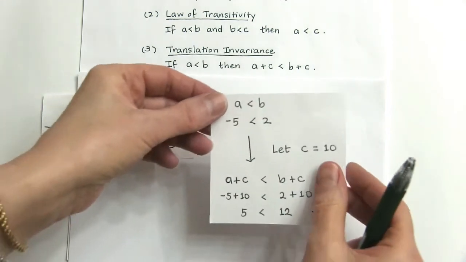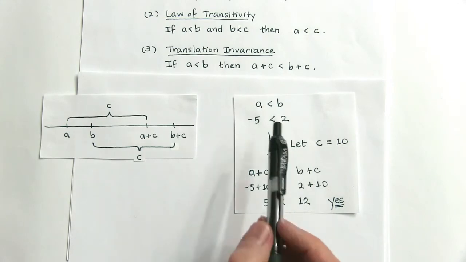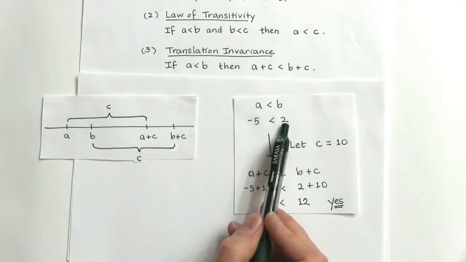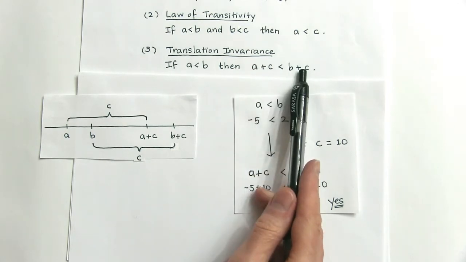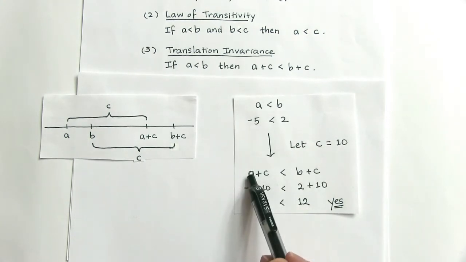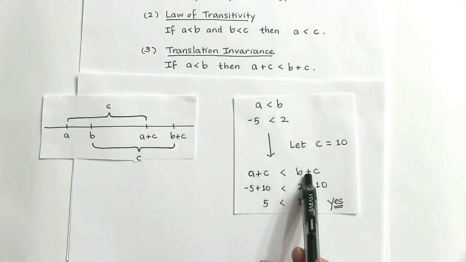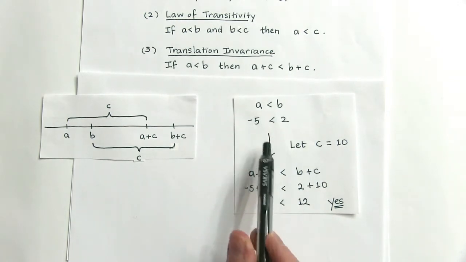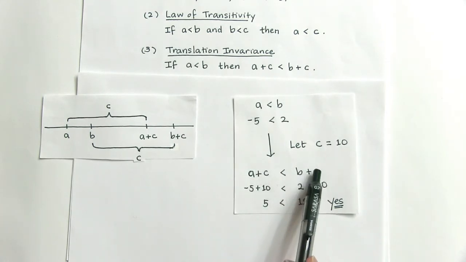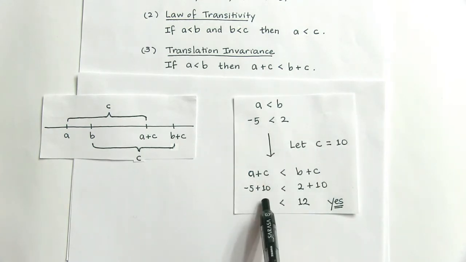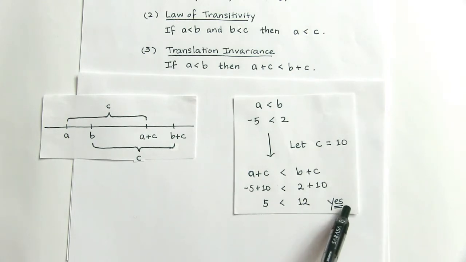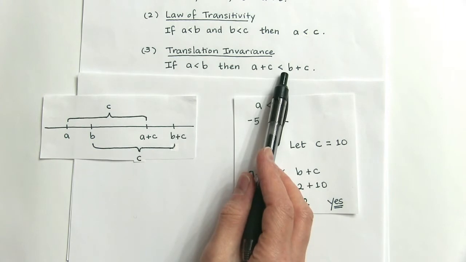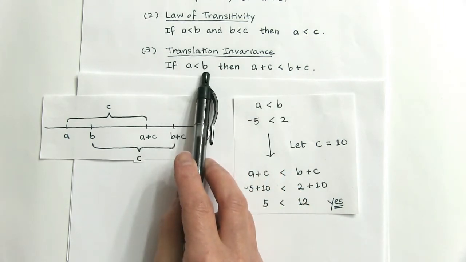Here's an example with numbers. Here I've chosen a is minus 5 and b is 2. A is less than b because minus 5 is to the left of 2 on the real number line, and I let c in the axiom be equal to 10. So the axiom says that a plus c will be less than b plus c because a is less than b. And indeed, that's true, because a plus c is minus 5 plus 10, and b plus c is 2 plus 10, and yes, 5 is less than 12. So yes, it works. And the translation invariance axiom says that this will always work this way, no matter what the values of a and b and c.